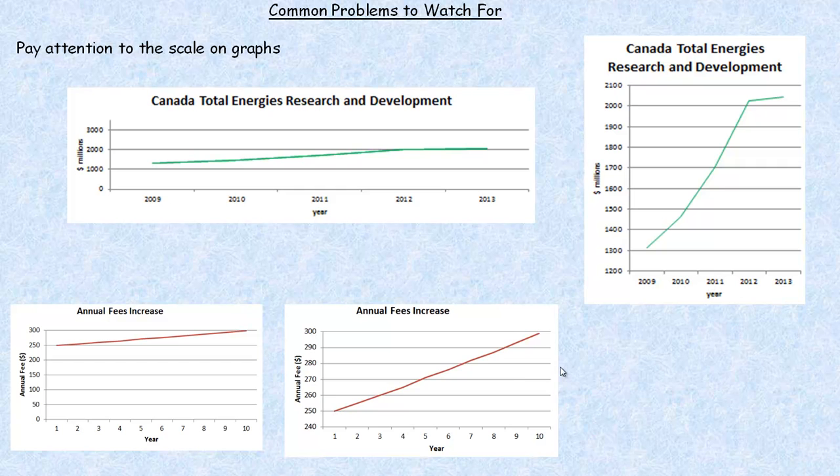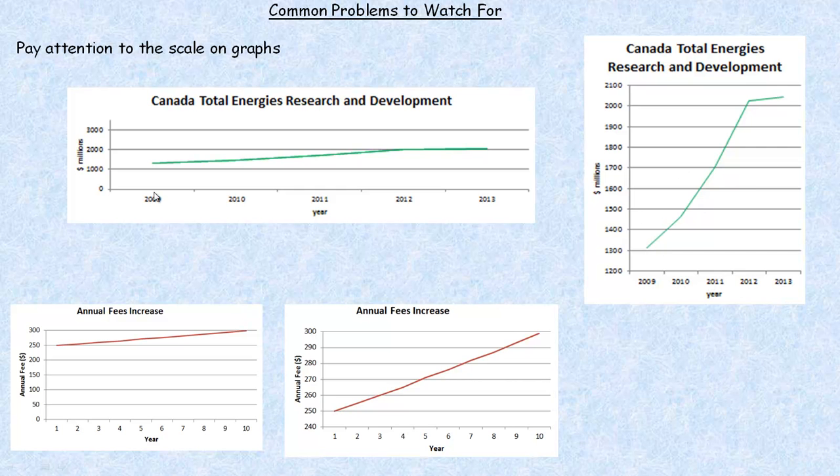Okay, here's another common problem to look out for. Again, this is a scale thing, not too much different than the "Don't Trust Us" Incorporated graph. So pay attention to the scale on graphs. And this, again, is similar to the one on the previous page. These two graphs show the same data. The scale here goes from 0 to 3,000, and the scale here only goes from 1,200 to 2,100. But you see, the whole bottom part is cut out. This one actually has a scale that goes down to 0, even though the first number is quite a bit over 1,000. In fact, it's about 1,300.